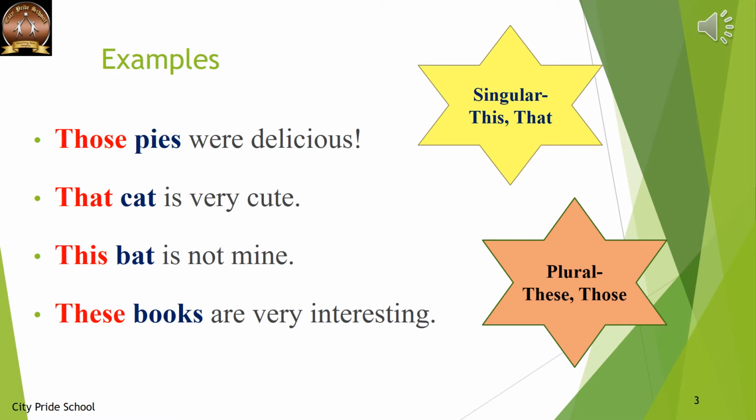That cat is very cute. Again, cat is a singular noun, so that cat is very cute. This bat is not mine. These books are very interesting. So the demonstrative adjectives those, that, these and this always come before the nouns.